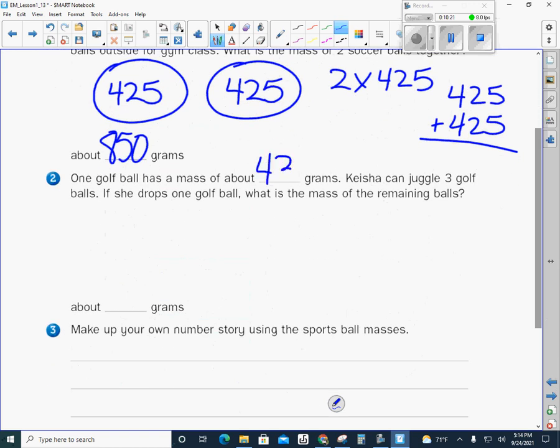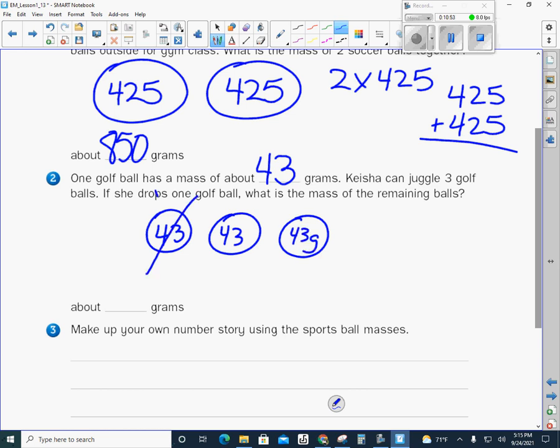So if I put 43 grams in there, it says Keisha can juggle 3 golf balls. If she drops 1 golf ball, what is the mass of the remaining golf balls? Go ahead and figure out this problem. Pause the video, and then you can restart to check your work. All right, if she juggles 3 golf balls, each of those golf balls is 43 grams, but she drops 1 of the golf balls. What is the mass of the remaining golf balls? You just needed to add these 2 golf balls together, 43 plus 43, and you should have come up with 86 grams.